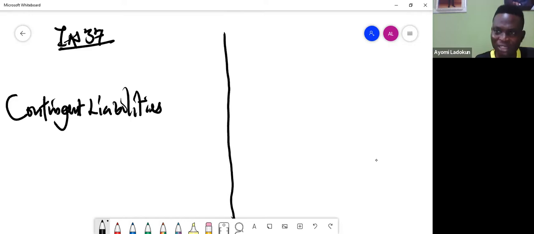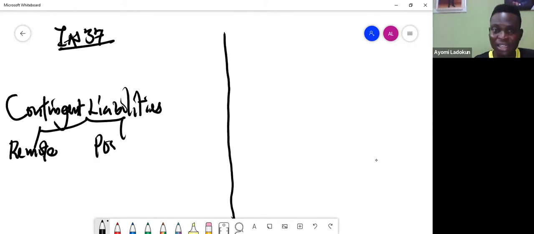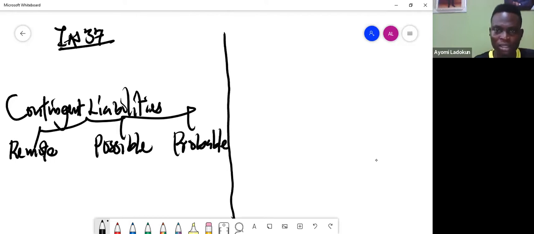So the issue now is this. What is the accounting treatment for a contingent liability? According to IAS 37, you are going to check whether the contingent liability is remote. Number two, you will also check whether the contingent liability is possible. All right. Then you also check whether the contingent liability is probable.